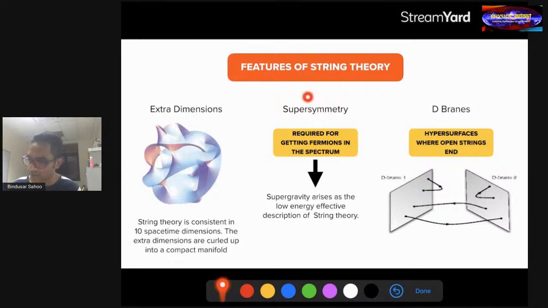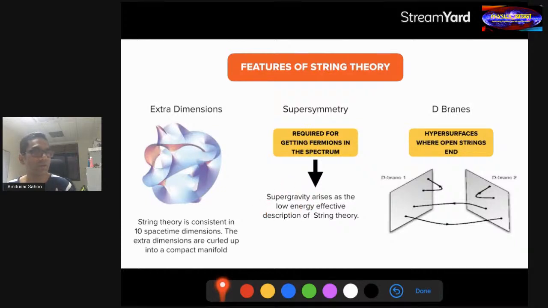And another feature of string theory is that you need supersymmetry. If you don't have supersymmetry, you will not be able to explain fermions, and in our actual universe we have fermions, all the quarks and leptons that we had seen earlier. These are fermionic particles. So supersymmetry is essential for getting fermions in the spectrum. And as a result, the low energy feature of string theory is not just gravity; it is gravity combined with supersymmetry, and that is called supergravity.